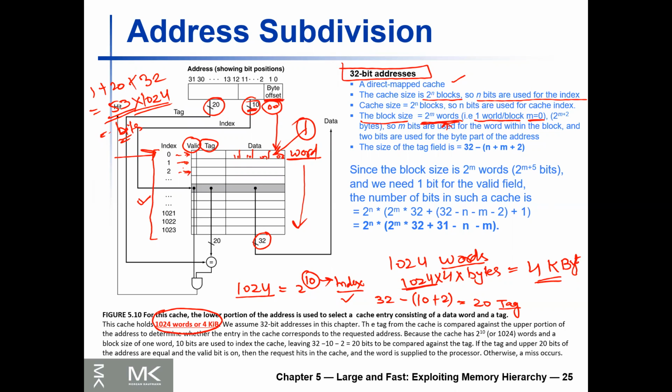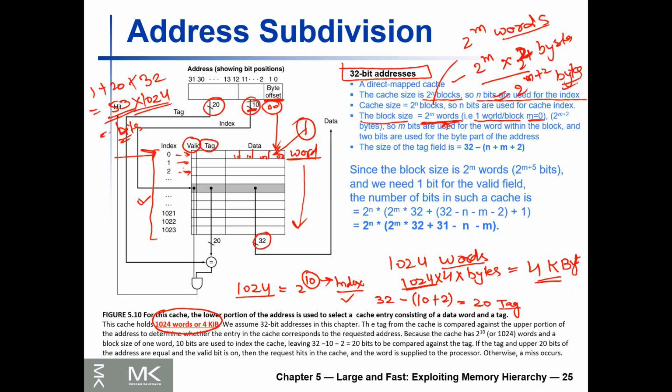But girls, when I'm saying 2^m words per block, we also know that if we convert words into bytes, it is basically what? 4 bytes. Can we write the bytes like 2^2? Yes. So when you simplify this, can I write 2^(m+2) bytes?